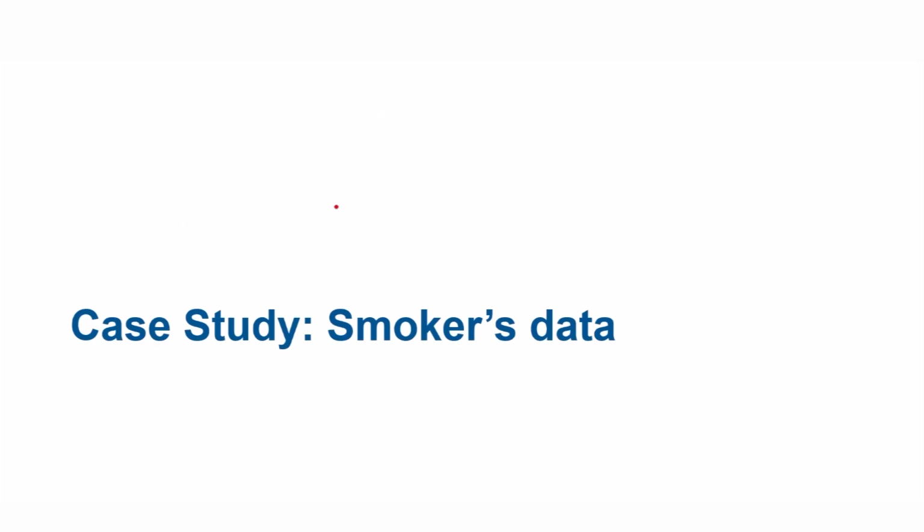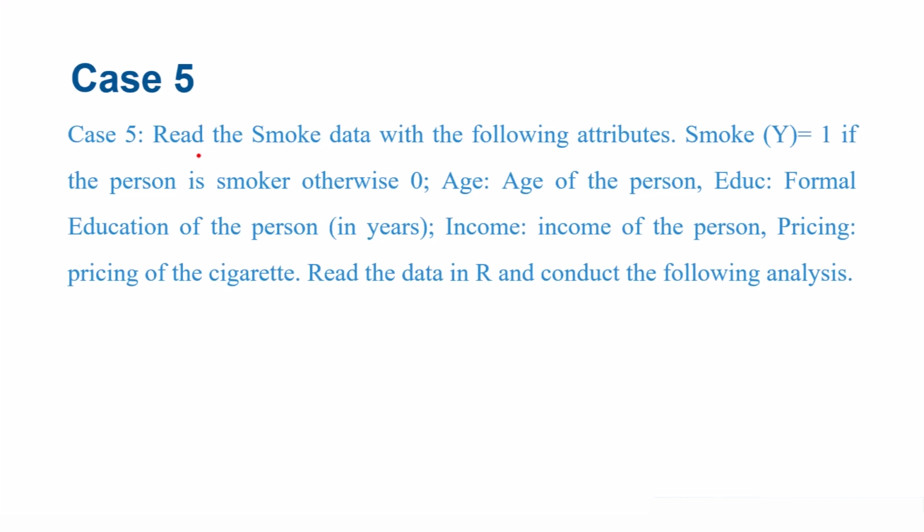In the series of our classification case studies, now we'll discuss the fifth case study, which is the smokers data case. In this case 5, we'll read the smoke data. It has the following attributes. It has a smoke variable Y, which is 1 if the person is a smoker, 0 otherwise. Age variable, which is the age of the person. Education, formal education of the person in years. Income of the person. Pricing of cigarettes.